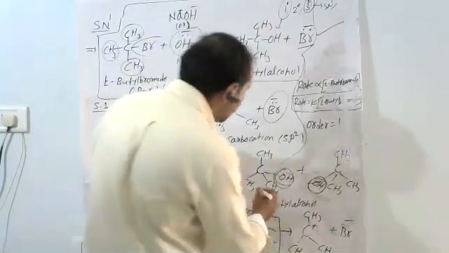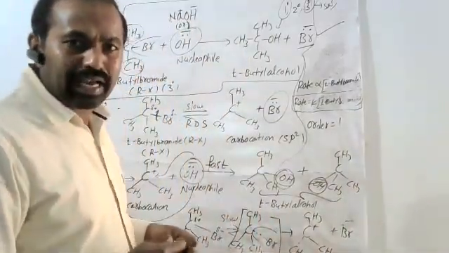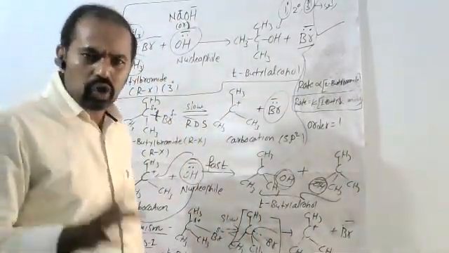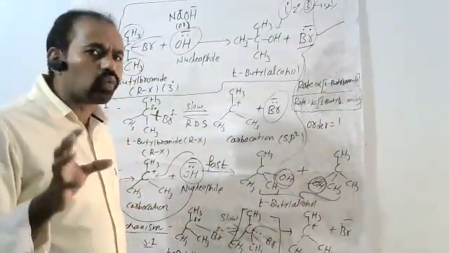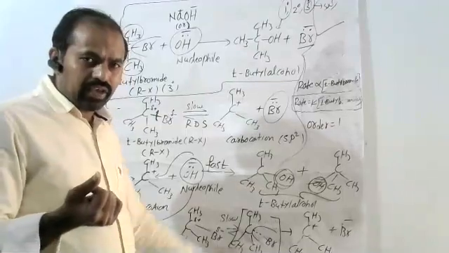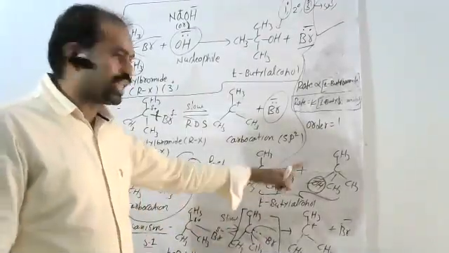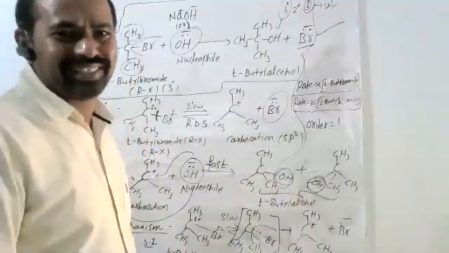Here we get this mixture. What is the mixture name? Racemic mixture. We get exactly equal amounts of two products. If one form is the inversion product, I told you the second form is the retention.